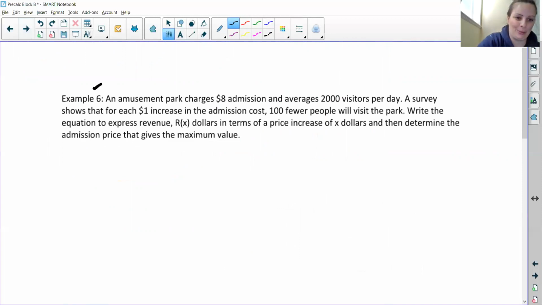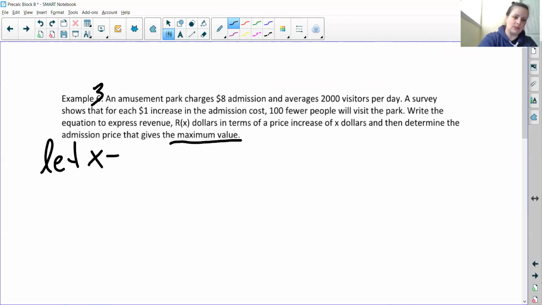This is example 3. An amusement park charges $8 admission and averages 2,000 visitors per day. A survey shows that for each dollar increase in the admission cost, 100 fewer people will visit the park. Write the equation to express revenue as a function of X dollars in terms of price increase of X dollars, and determine the admission price that gives the maximum value, because when you're a company, you want to maximize revenue, minimize cost. So it already tells us this, but we're going to let X equal the number of price increases.